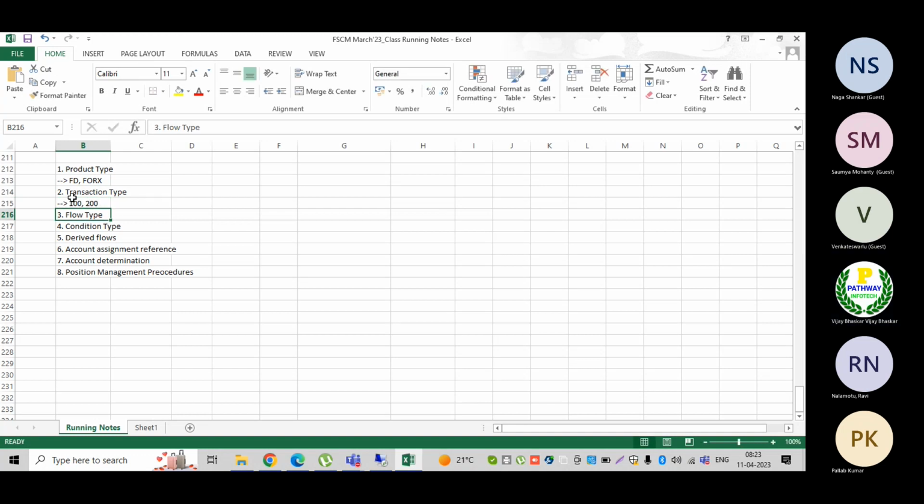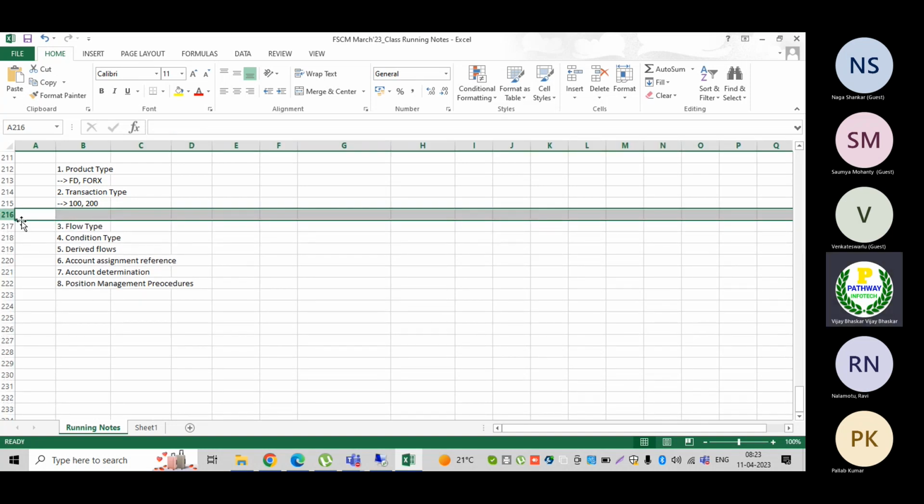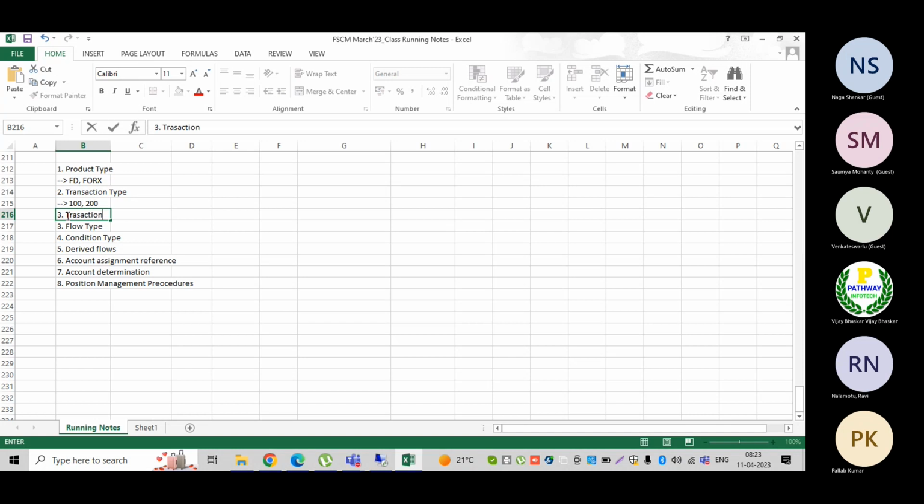But don't think that there are only these two transaction types, absolutely not. It depends on the product type which we choose. The transaction types will always be associated with the transaction category. The transaction category is also important. Without a transaction category we cannot create any product type. We will discuss in detail one by one. So one thing here we need to understand.